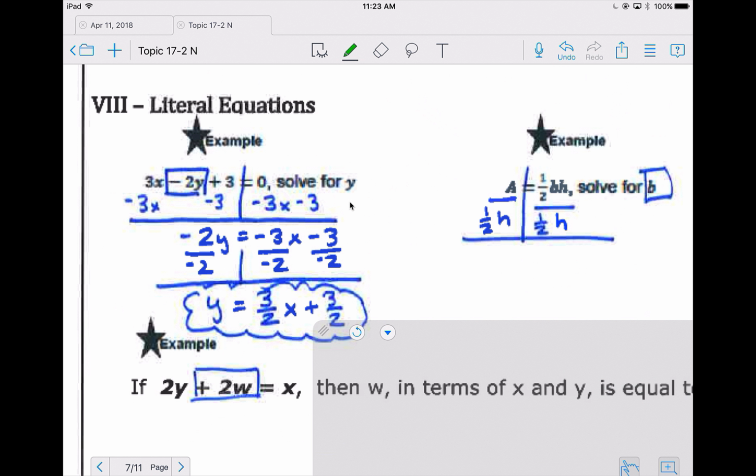So 3x and 3 got moved through subtraction. 3x and 3, or -3x and -3, are not like terms, so they get rewritten, and we have the -2y on the left side. Now, still looking for y, so I divide everything by -2. Negatives cancel. I can't simplify those fractions anymore, so that's what I'm left with.